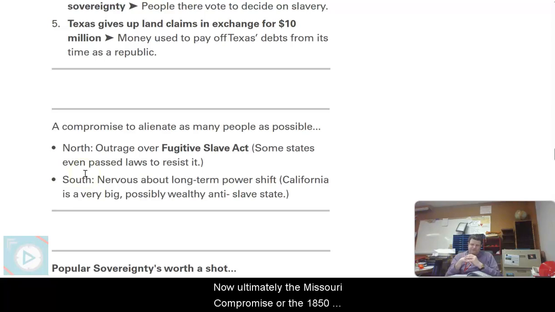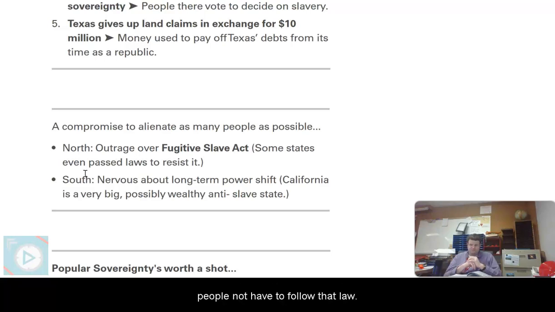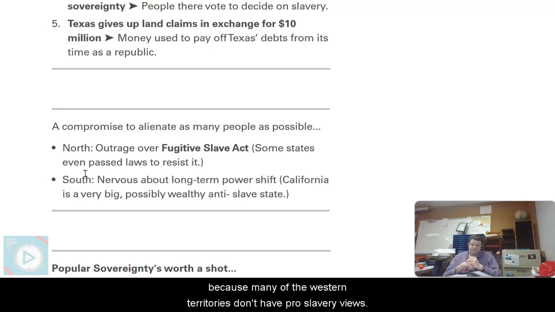Now, ultimately, the Compromise of 1850 is not really going to do anything but annoy people. Many Northerners don't like the Fugitive Slave Act. Some states will even pass state laws that will help people not have to follow that law. And also we'll see that the Fugitive Slave Act laws are not really strictly enforced at the national level. The southern states are not thrilled at all. They feel that, well, they got a lot of things out of the initial deal. In the long run, they lose out because many of the western territories don't have pro-slavery views.